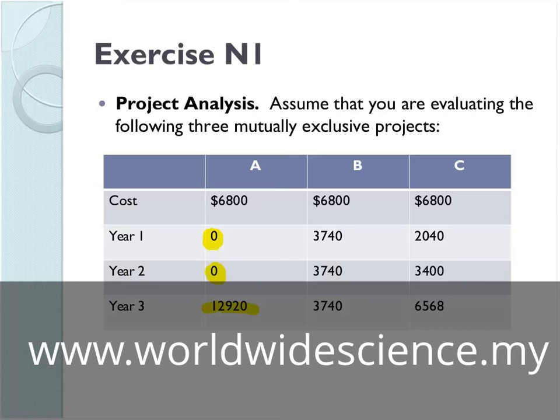For project B, we are generating profit with an average value each year of 3,740, right? And for project C, in the first year we are generating a profit of 2,040. The second year, 3,400, and the last year, 6,568. Okay, so it's clear, we have 3 projects with the same costs, but with different generated profits.